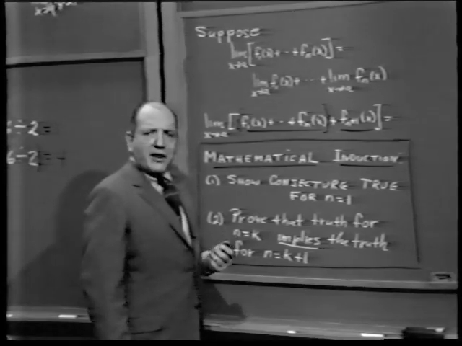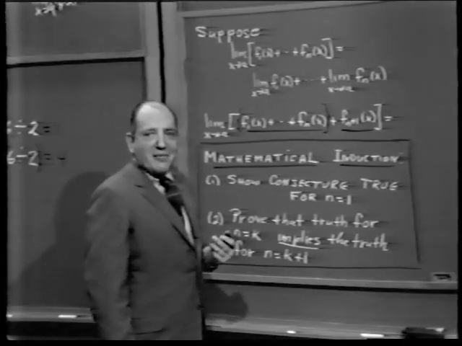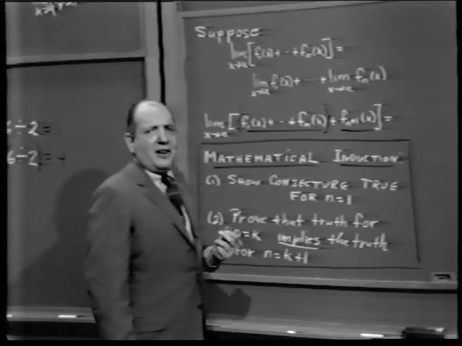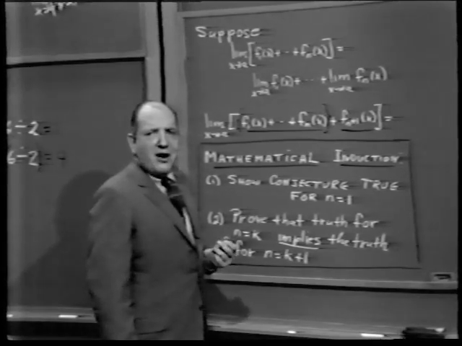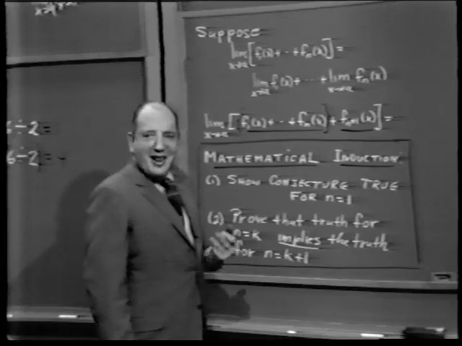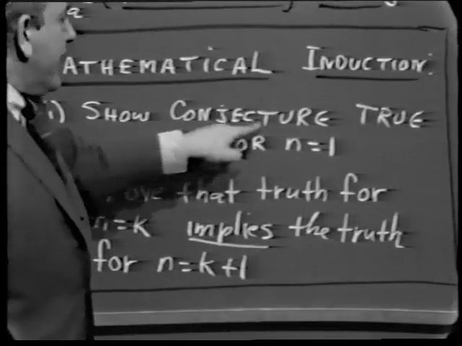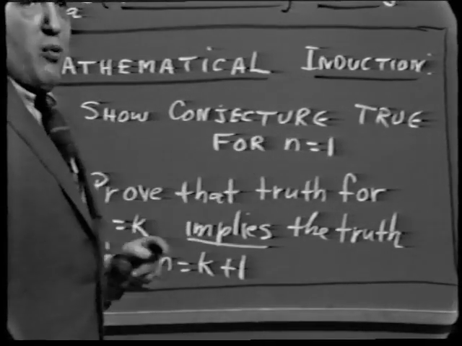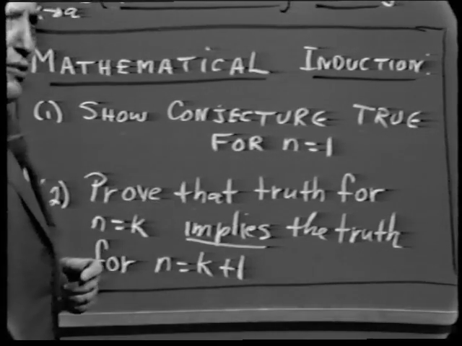Let's suppose we have a conjecture. Now, how we get the conjecture is something we'll talk about in a while. But let's suppose we have the conjecture. Well, to try to show that the conjecture is true all the time, we had better be sure it's true at least sometimes. So we say, okay, let's show that the conjecture is true for n equals 1. That's just a simple verification. We show that it's true for n equals 1.